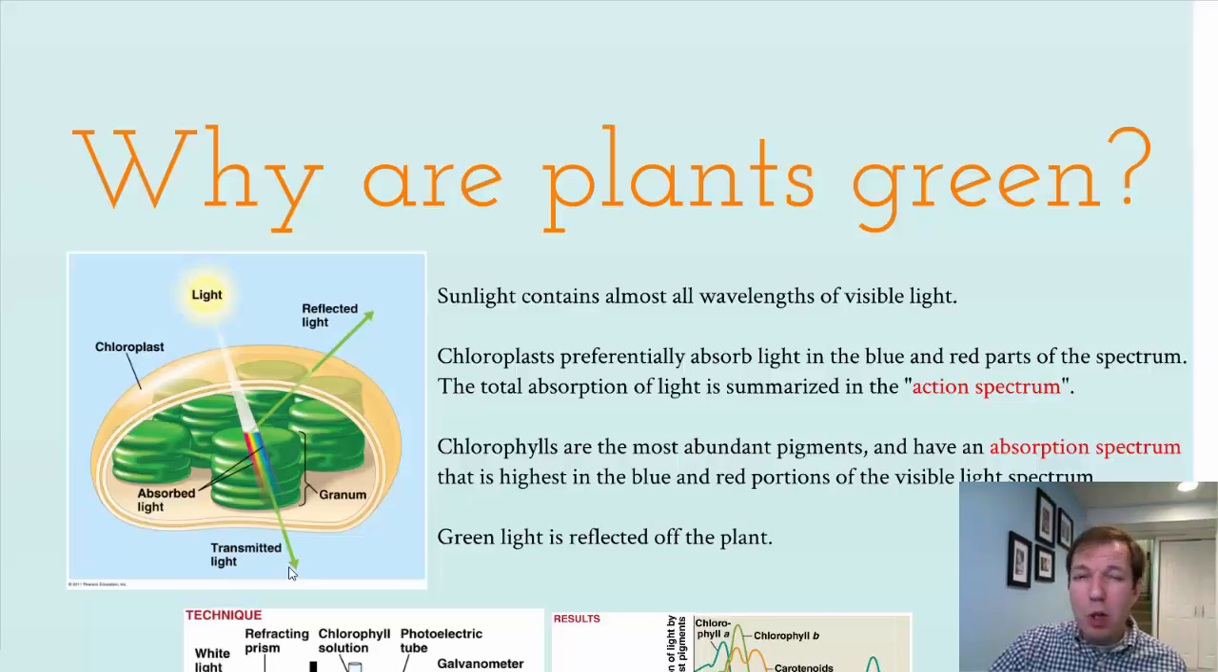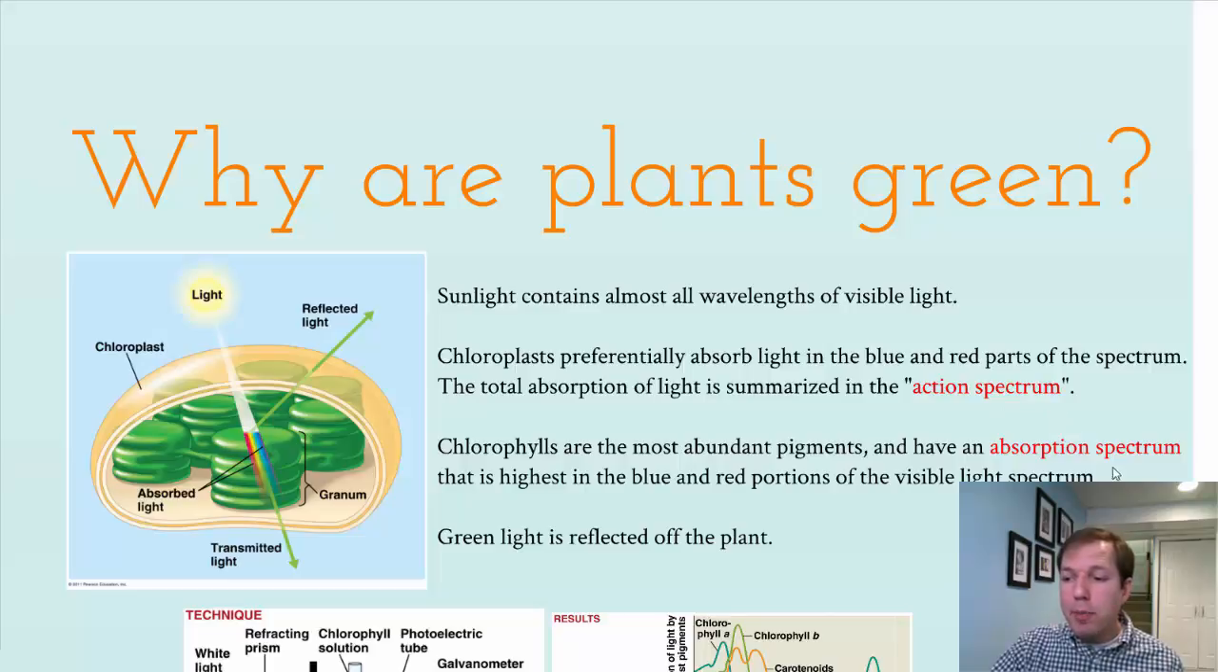In other words, the green light from the sun is not being used by the plant. And if it's not being used, that is the type of light that's bouncing off of the plant cells and into our eyes. So we see green because green is the type of light from the sun that the plants cannot use.